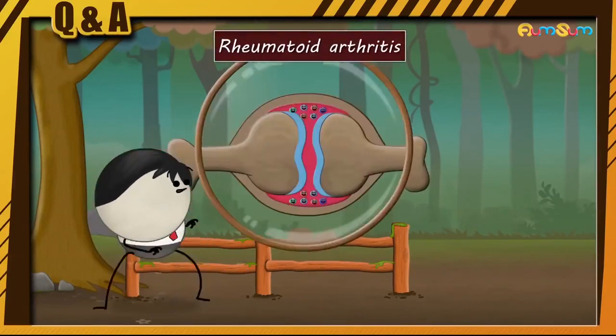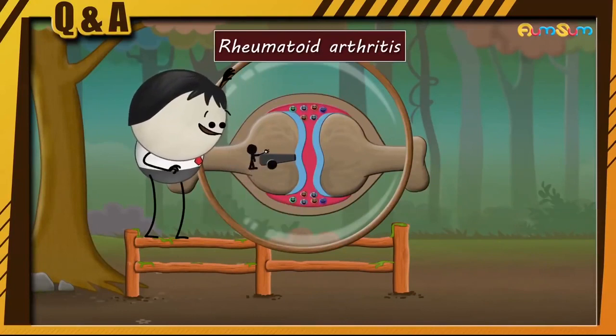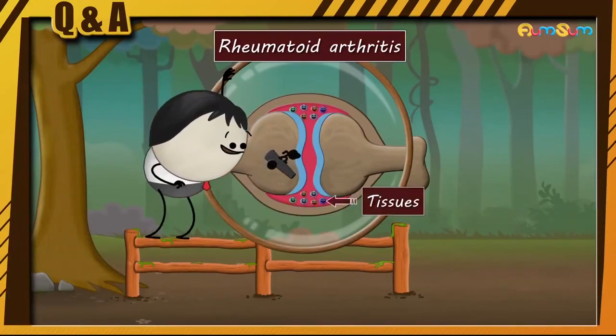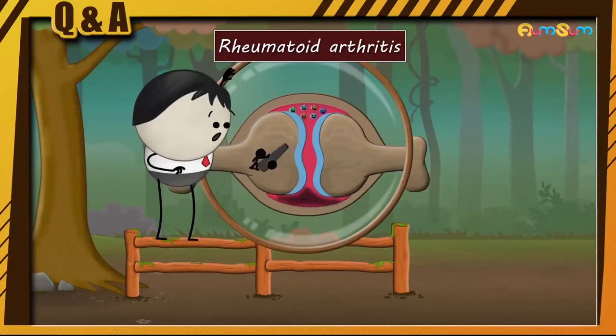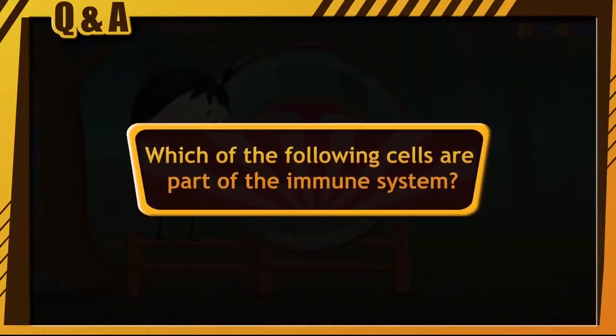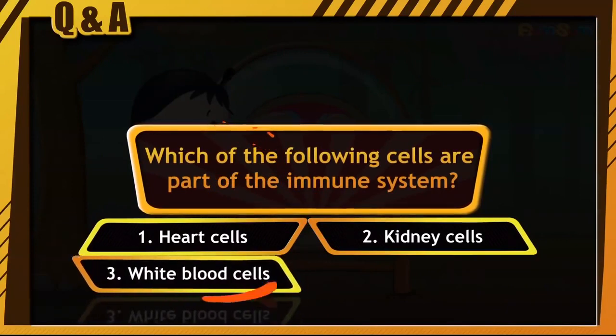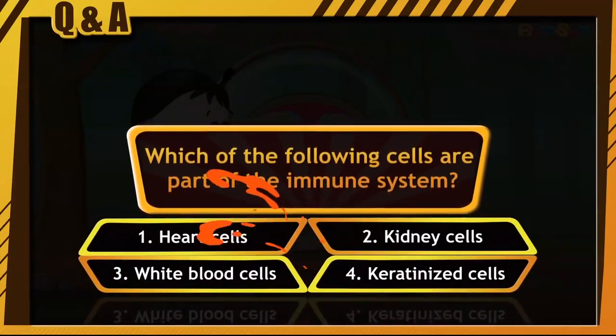Rheumatoid arthritis is an autoimmune disorder. In this disorder, our immune cells mistakenly start attacking the tissue surrounding a joint and thus damage it. This leads to inflammation, swelling, and pain in the joint. Which of the following cells are part of the immune system? Heart cells, kidney cells, white blood cells, keratinized cells.